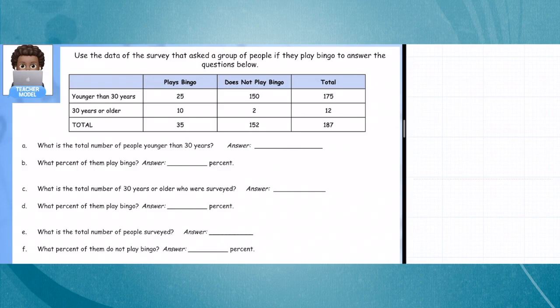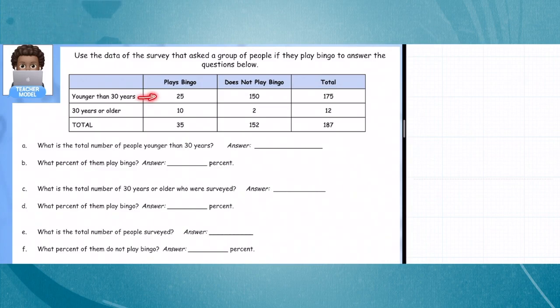Let's look at this two-way data table. It is a very nice organized way of looking at two important pieces of information. One, we're looking at the ages in this table of people who play bingo. And two, we're looking at the differences between those who play and those who don't. Now, this table also gives us an extra bit of information by giving us the totals for each one.